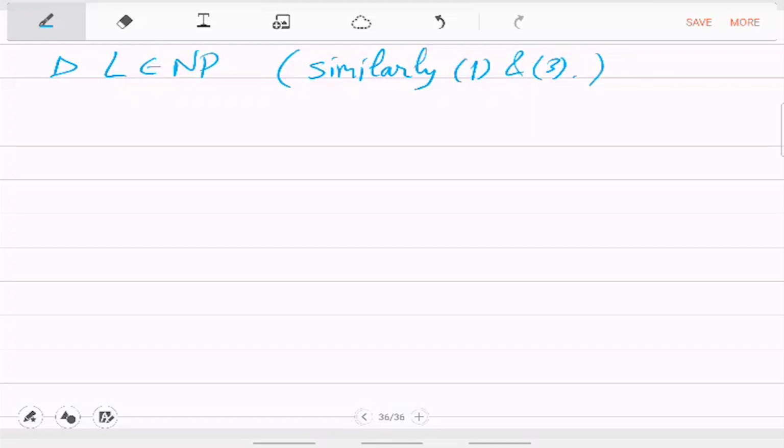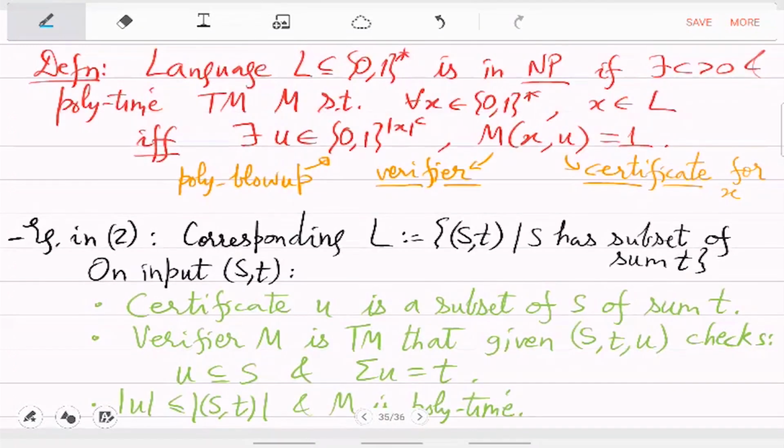Now note that if the certificate doesn't exist, it's a no string, right? So this definition doesn't talk about no strings. It's an if and only if condition. So if X is not in L, then there should not be a certificate. Okay, but that is clear. So that's the part which you will generally not care about. But when X is in L, the important thing is that there is a certificate, easy to verify.